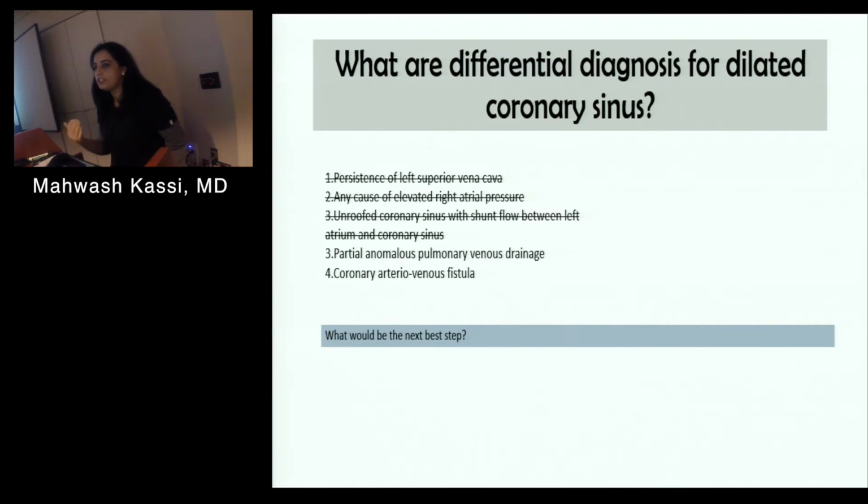So in this case, again, I just wanted to illustrate that you can have a dilated coronary sinus because of anomalous venous drainage into the coronary sinus, and you can try to look for it by TE by tracing the coronary sinus and seeing if there is any drainage directly into the coronary sinus. And that was the other reason why the TE was basically performed.